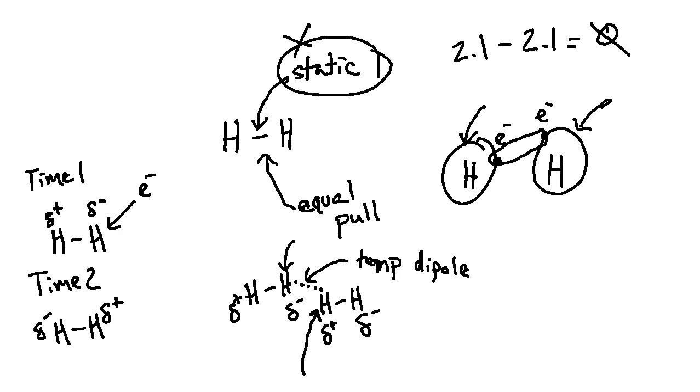So you can get patches where there's some electron density, and then in the similar molecule there's a lack of electron density. They pair up for a brief moment and poof, it's gone. It doesn't hang around. So that is van der Waals / London dispersion forces. All right, temporary, fleeting, they're gone.